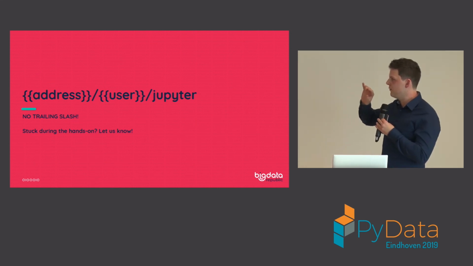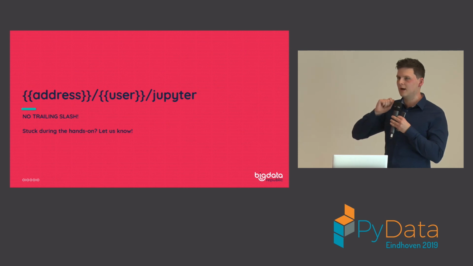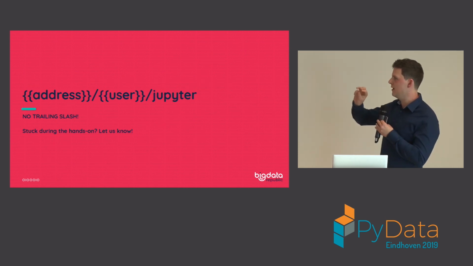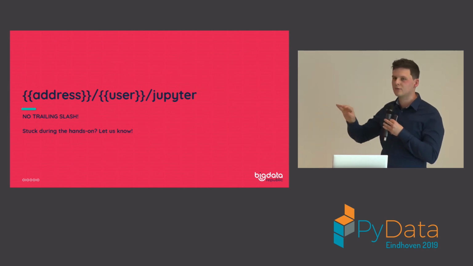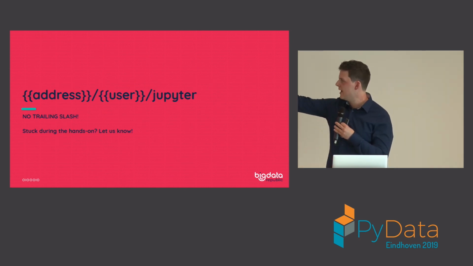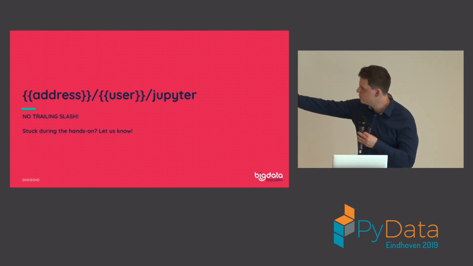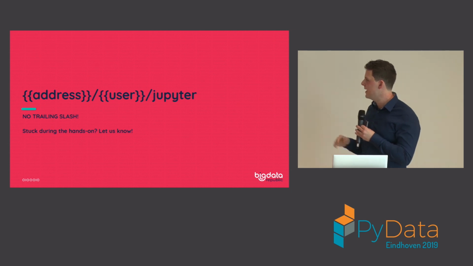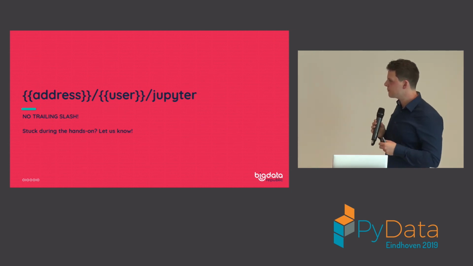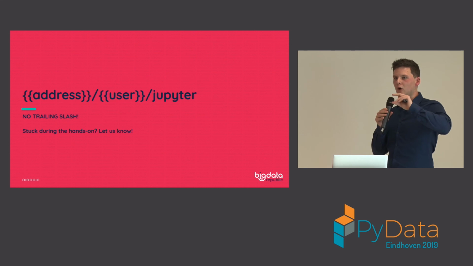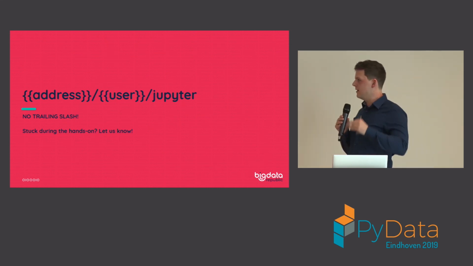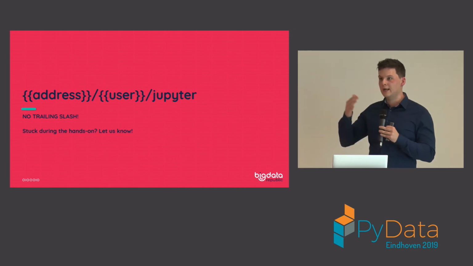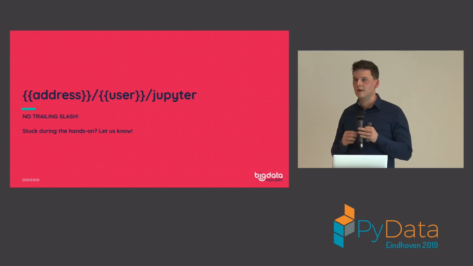So what we're going to do, we're going to give you a piece of paper, and there is an address and a user and a password on there. So you're going to go to that address and go to /user/Jupyter. Don't forget to not put a trailing slash, because else it will not find the thing. It does the routing thing not correctly. And in there will be a notebook called workshop.ipynb. And it's from there you can just start reading and start working right away.